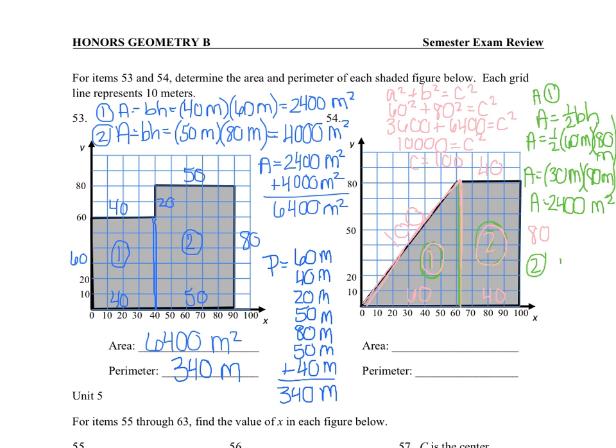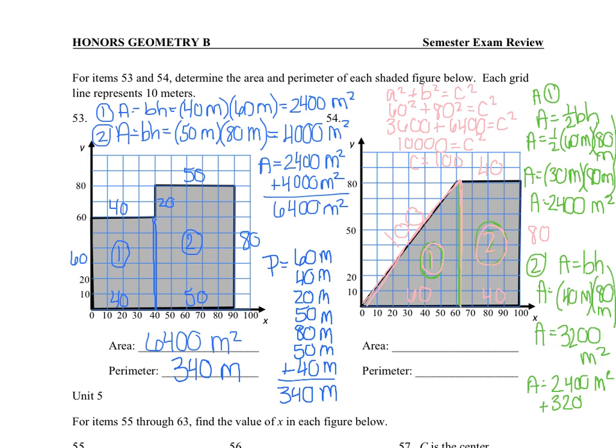My area for 2 is a rectangle, so I'm going to do base times height. So my area is going to be my base of 40 meters times my height of 80 meters. Well, 40 times 80 is 3,200 meters squared. So my total area is going to be 2,400 meters squared plus 3,200 meters squared. And this is going to come out to an area of 5,600 meters squared.